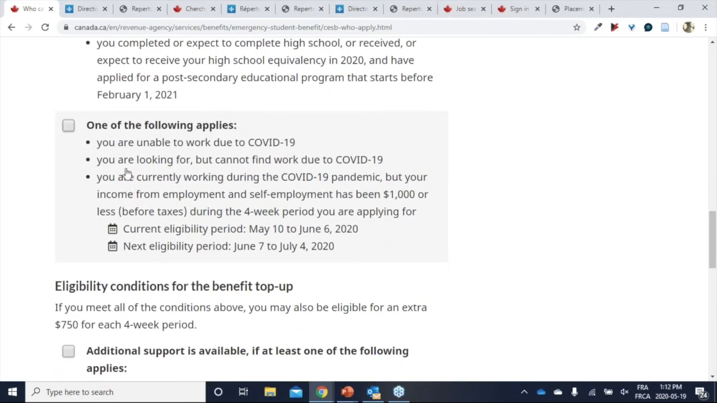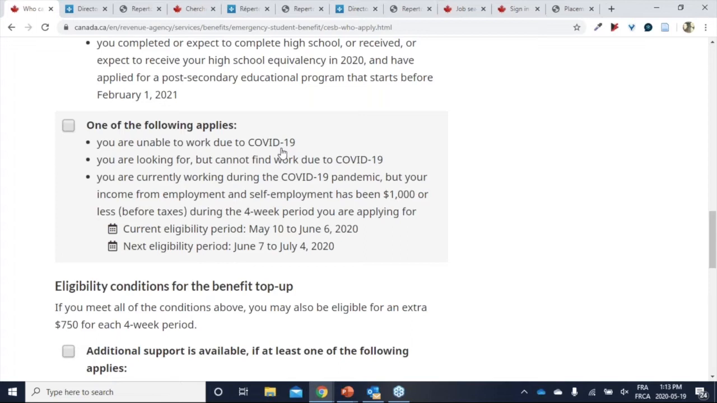So you have to be in one of the following situations. First, you have to be unable to work due to COVID-19. A good reason why you would not be able to work, for example, is if you have a young person in your charge and this person cannot attend daycare or day camp, summer camp, because those are closed due to the pandemic, then that makes you unable to go to work because you have to care for that person at home. So you would be in one of those situations.